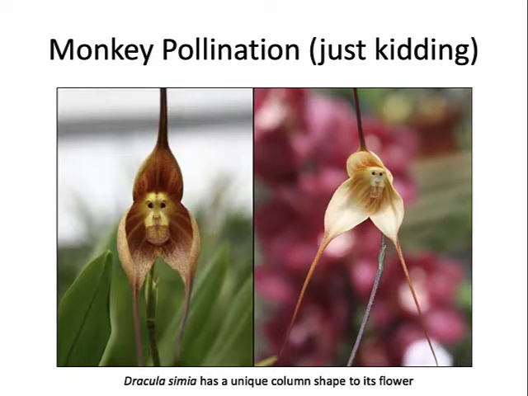And here is an example of monkey pollination. Actually, just kidding, that was a joke. So this is an orchid. It's actually in the genus Dracula, and this orchid flower looks just like a monkey face. It's so bizarre. The reason for this bizarre shape is to attract a pollinator, which is a type of bee that comes and visits this fragrant orchid that smells just like ripe oranges.